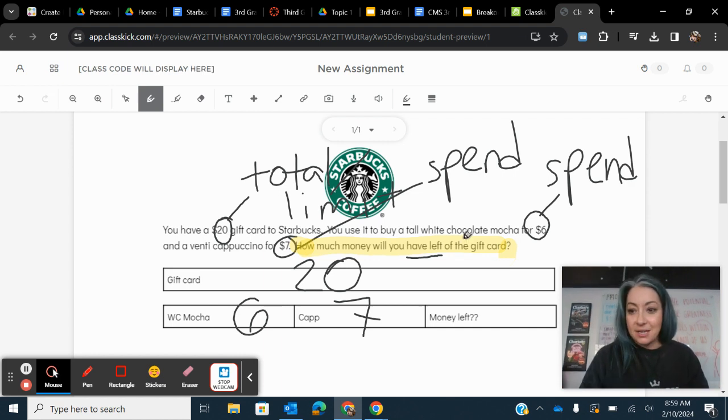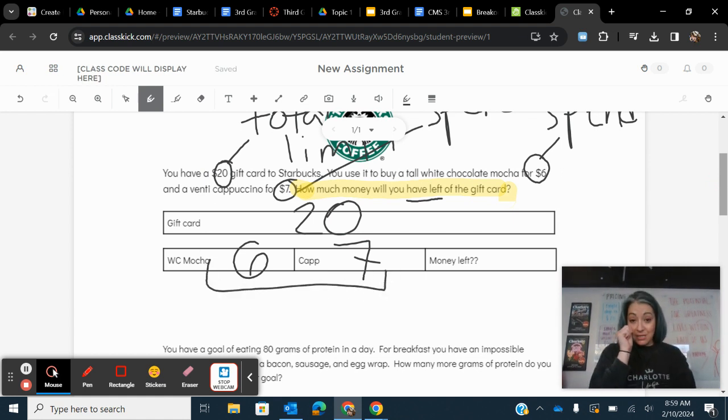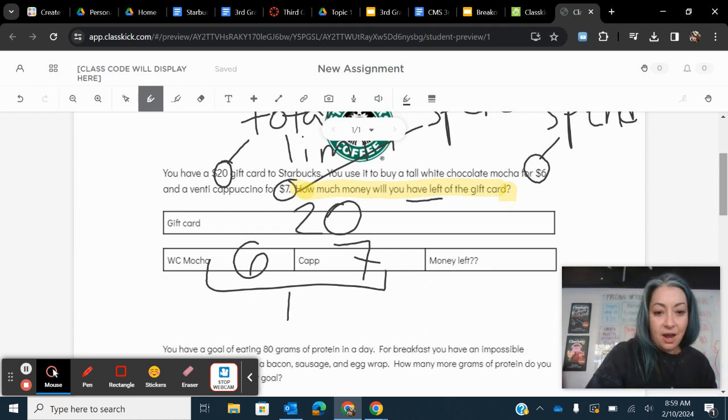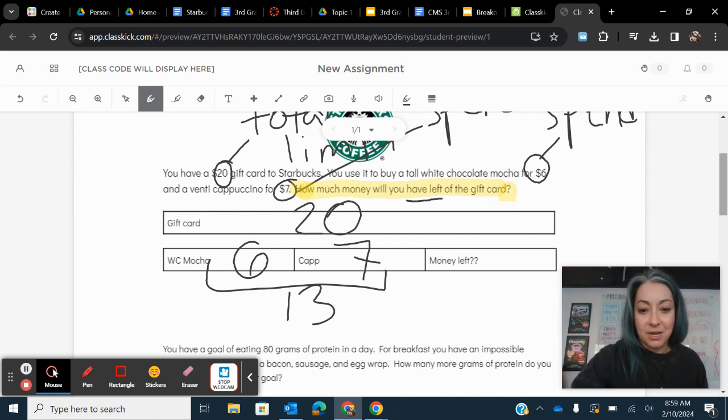I don't know how much money I have left, but I know that if I add what I've spent up so far, 7 plus 6 or 6 plus 7, 7, 8, 9, 10, 11, 12, 13. So far I have spent $13. And if I take $13, which is what I spent, plus whatever's left on the gift card, I should end up with $20 because it's a $20 gift card.